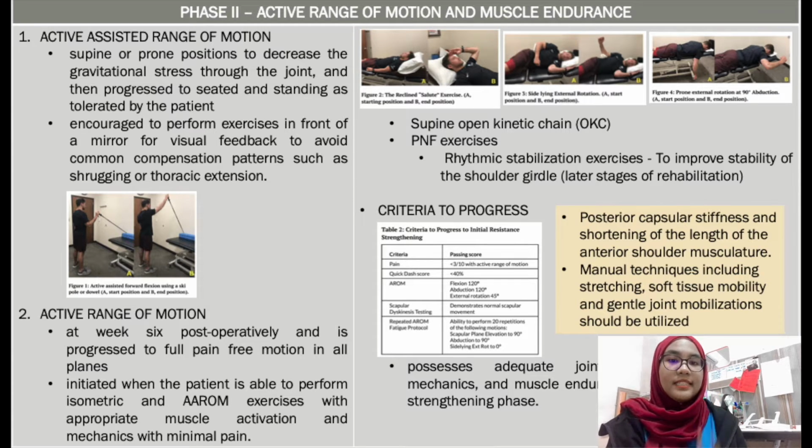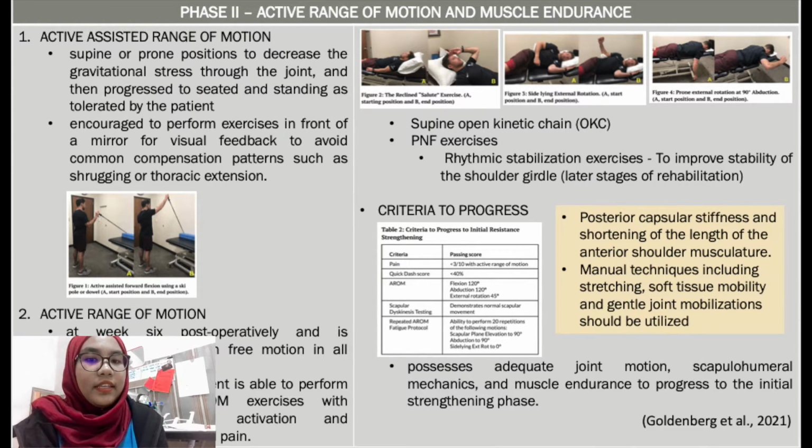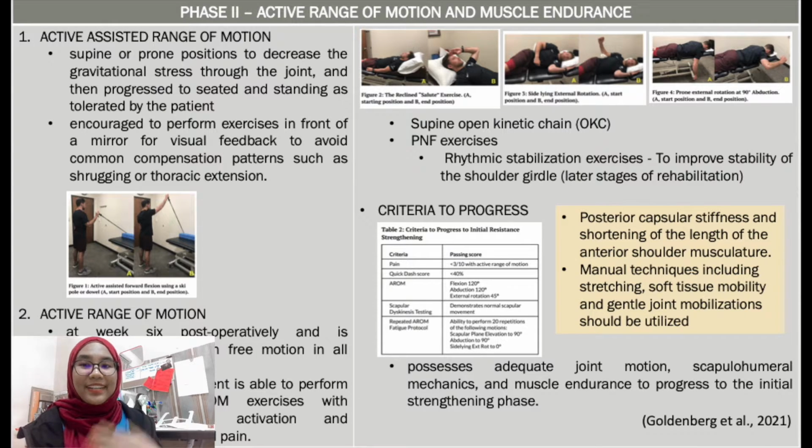In the second phase, active assisted ROM can be done, and active ROM is progressed at week 6 with full pain-free motion. Open kinetic chain exercise and PNF can also be initiated. In this phase, if there is capsular stiffness and shortening of shoulder muscle, manual technique can be done like gentle joint mobilization. The criteria need to be achieved so they can progress to the next phase.